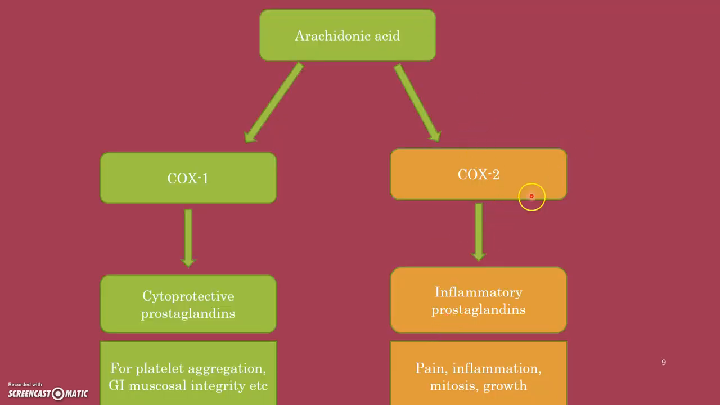And with regards to the cyclooxygenase pathway, we know that from arachidonic acid we have COX-1. COX-1 is the good part, the wanted effects. You want to see the cytoprotective prostaglandins produced, so it's useful for platelet aggregation and gastrointestinal mucosal integrity, etc.